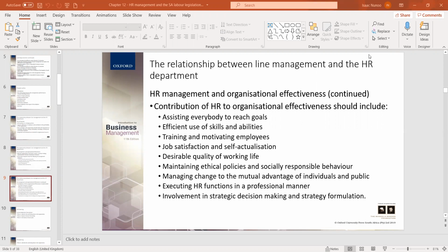We can talk about assisting everybody to reach their goals. So human resource indeed assists everybody to reach their goals. It assists the finance people to attain their goals. It assists each individual, because there's a set target and they know that you are being employed for a certain particular job. So they help you to achieve that job. Then there is the efficient use of skills and ability.